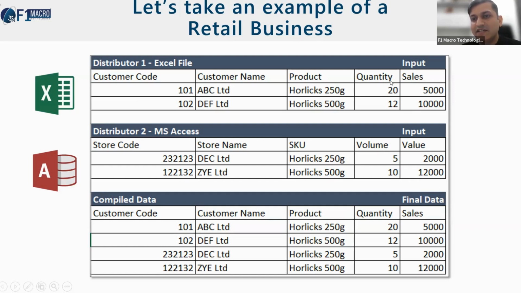Sales and value are the same, quantity and volume are the same, product and SKU are the same, but they have used some different nomenclature. So what I have to do manually, if I am working on this kind of data, is compile it. I can just sum up the quantity and answer: this is the number of quantity I have sold, and this is the total sales.